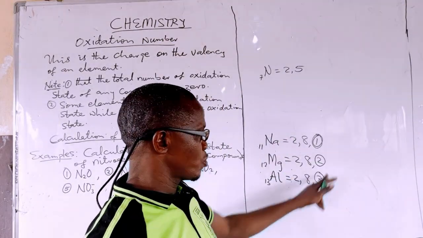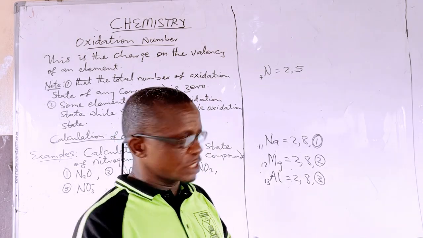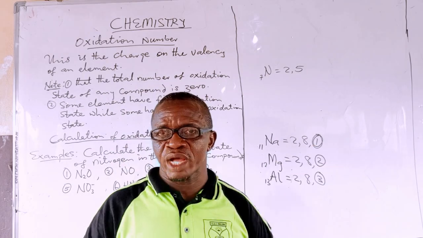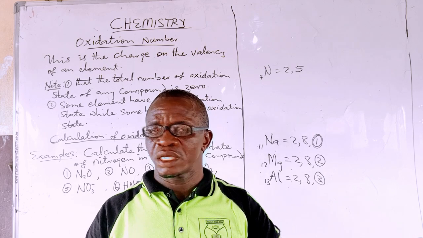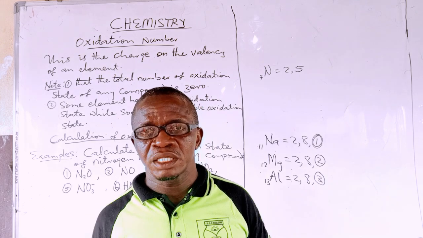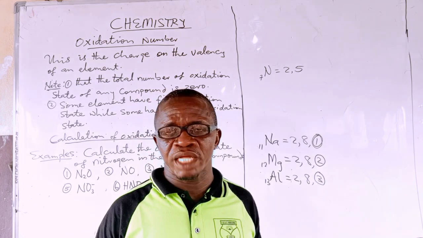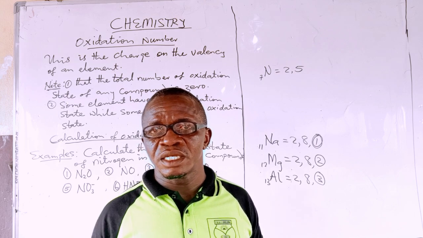Remember this 1, 2, and 3, it stops there. They are very few as compared with 8 on that shell. That shell is supposed to carry a maximum of 8. But since it is 1, 2, or 3, it's not even up to half. Half is 4. So it can easily give out. And those ones that have those numbers, they are metals. They can easily give out.